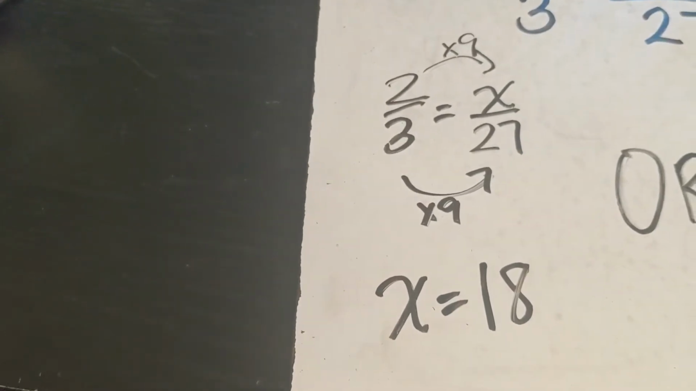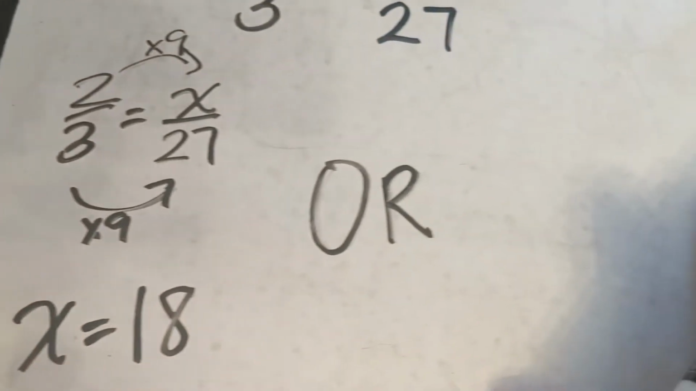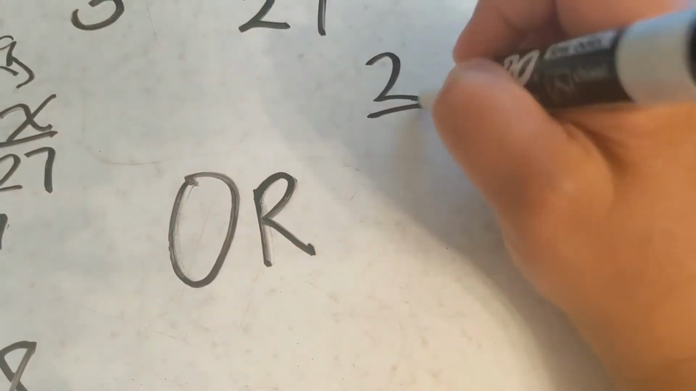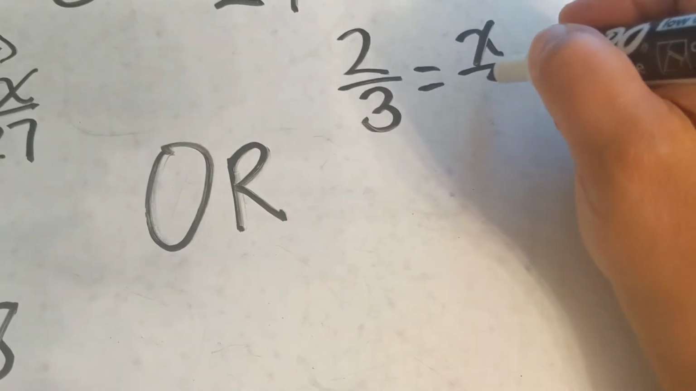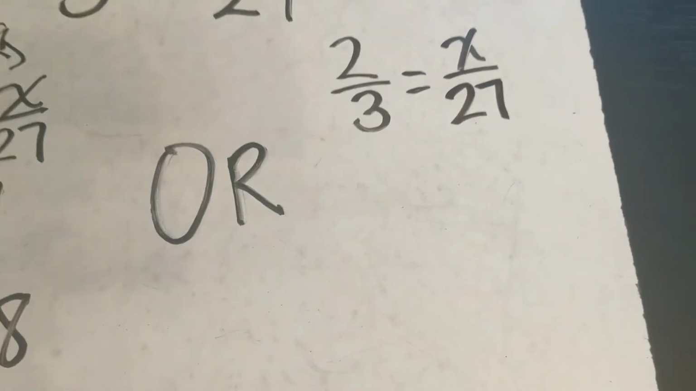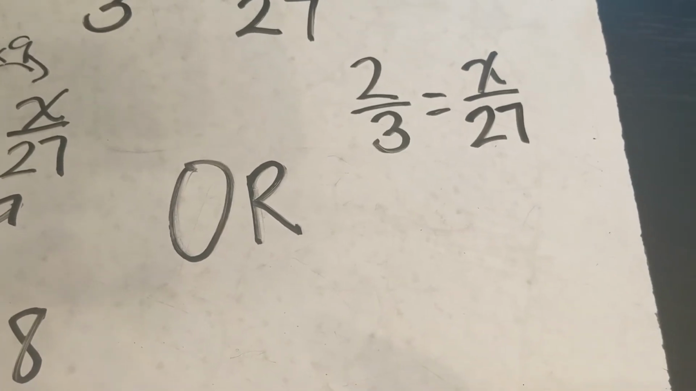So there's another way we can solve for x too, where we can just solve for the unknown. And if you remember how to do that, that'll be great. This might help later. Please take some notes. So 2/3, let's set this up again, equals x over 27. Okay, so another way is, remember when we did that cross multiplication thing?